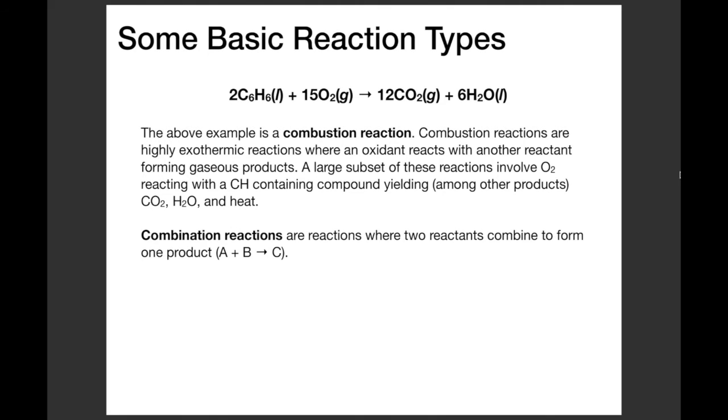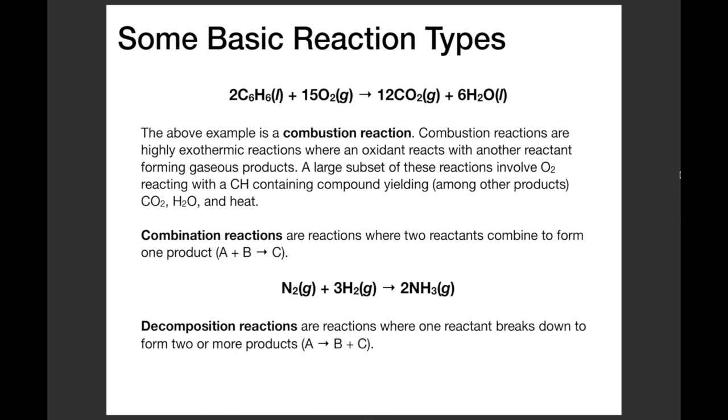Another common type of reaction is a combination reaction. A combination reaction is a reaction where 2 reactants combine to form one product. An example of this is dinitrogen plus 3 dihydrogens, forming 2 ammonia. This is an incredibly important industrial reaction. It produces the vast majority of fertilizer used in agriculture.